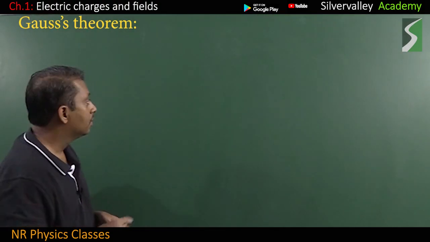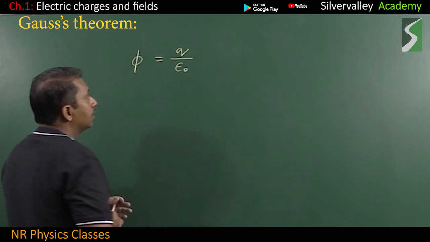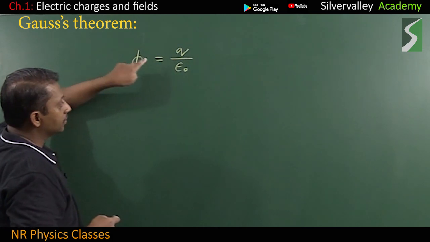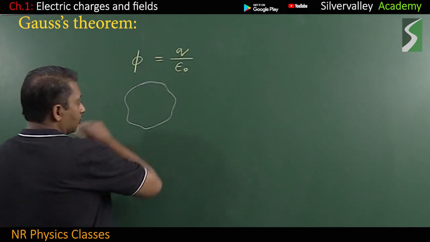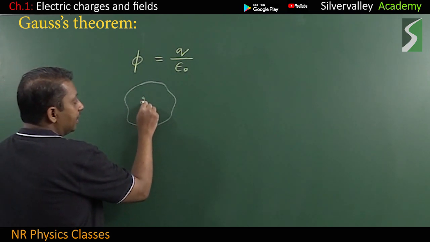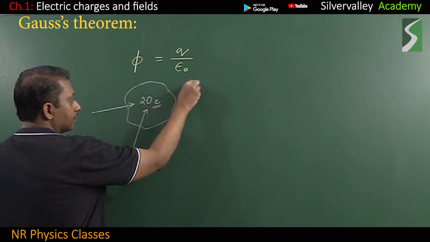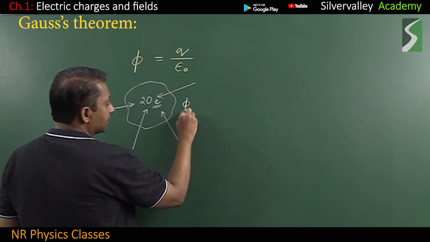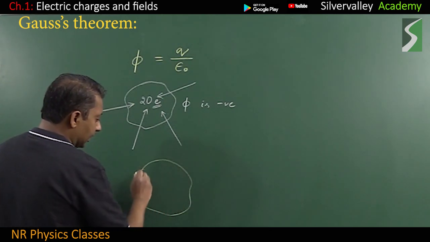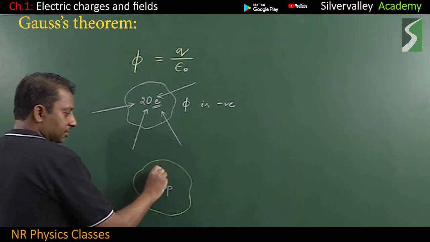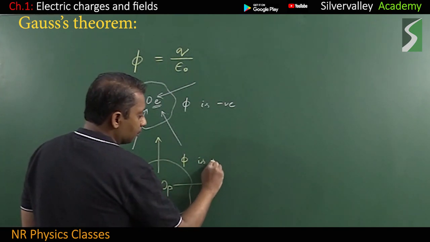Next, Gauss theorem. Gauss theorem says electric flux is equal to Q by epsilon naught. Electric flux through any closed surface is 1 by epsilon naught times the total charge enclosed by the surface. This is some closed surface. If it has 20 electrons, because electrons are negatively charged, electric field lines are inward. Then flux is negative. Negative flux means inward flux. If this surface has 50 protons, protons are positively charged. So the direction of the electric field is outward. Then flux is with positive sign.